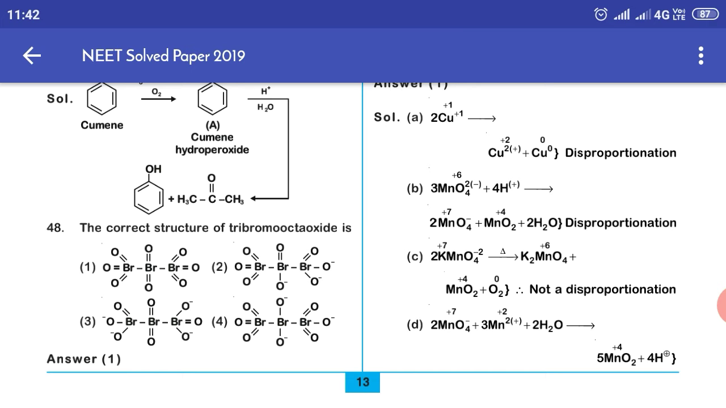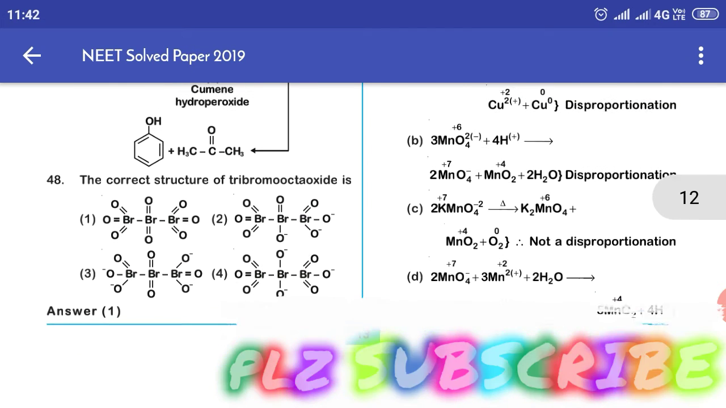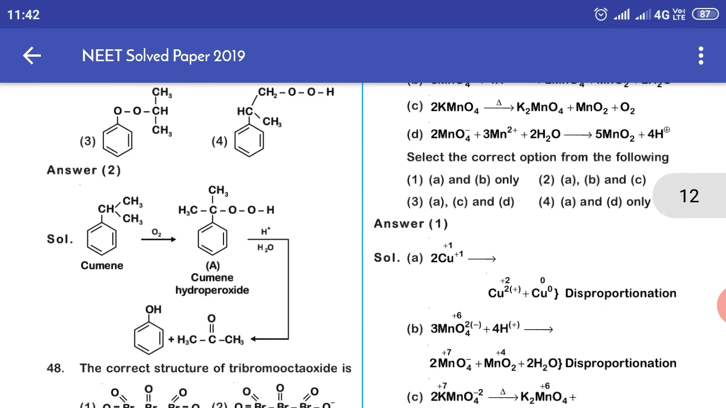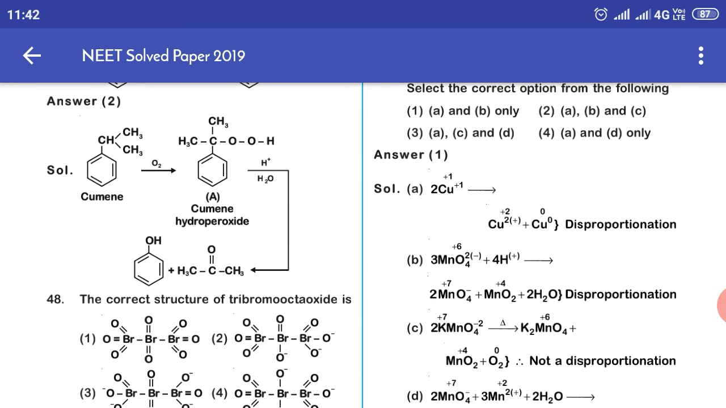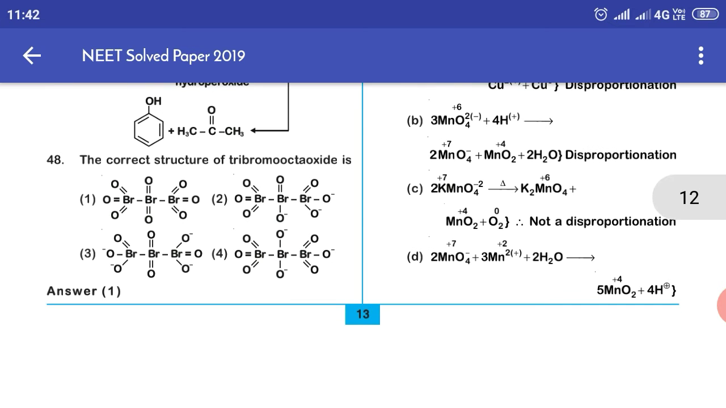In option D, manganese has plus 7 oxidation state, in the product side plus 4, a decrease takes place. Another reactant has oxidation number plus 2 and the product has plus 4. So here one decreases, another increases. So this is also a disproportionation reaction. So I think A and B are the only disproportionation reactions, and I think the last is not.